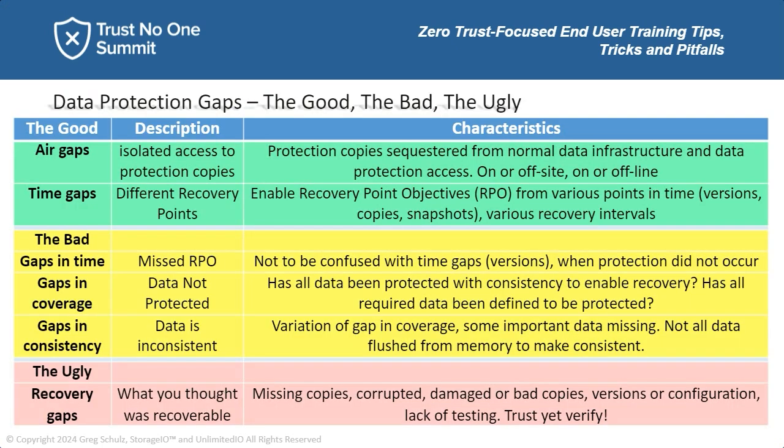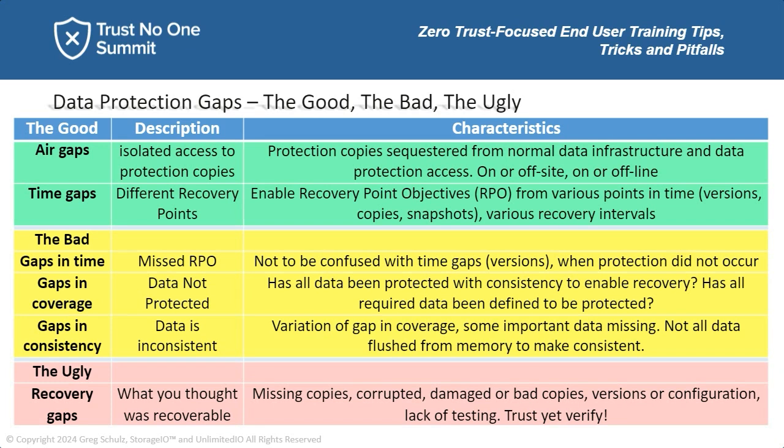Okay, real quick here, we got to talk about data protection gaps, the good, the bad, the ugly. And real simply, air gaps are good, isolated access protections, i.e., that's that one offline. It just makes sure that somebody can't go and get access and simply delete your backups or your catalog. Time gaps are good. That's that interval of different recovery points, enabling your recovery point objective, whether it be with a backup or with a copy or a snapshot, a consistency point, a checkpoint. It's having that point in time.